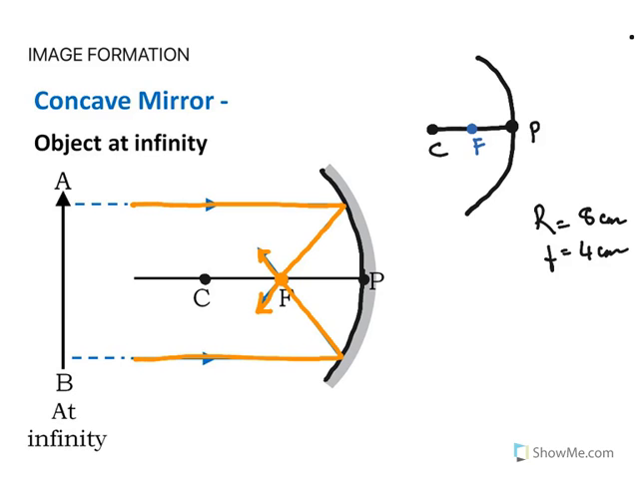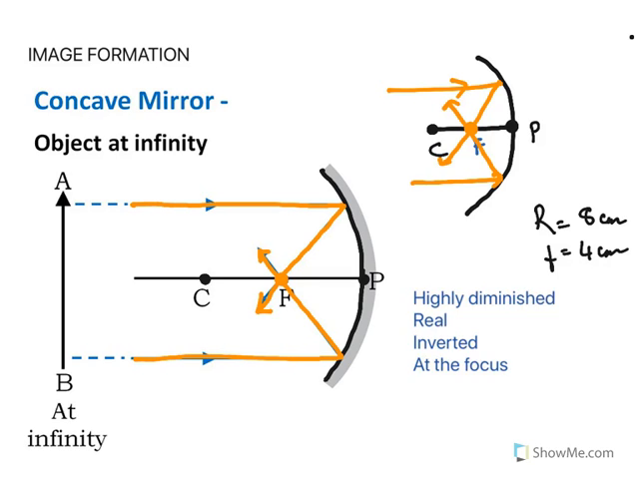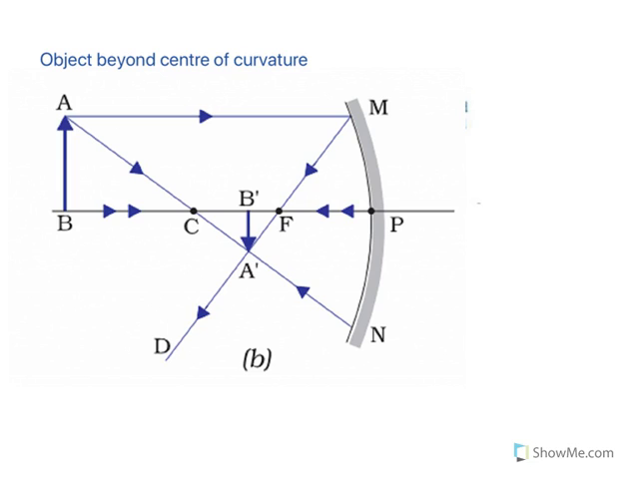And then you go ahead and draw your rays parallel. After reflection they will come through the focus. So they will meet here at this focus. That's where your image is formed. So the nature of the image is highly diminished. It's real because the rays actually meet. It's inverted and formed at the focus.